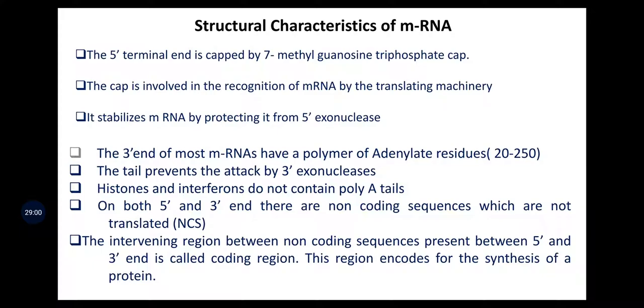At both the 5' and 3' ends, there are non-coding sequences which are not translated. The significance of these non-translated regions I'll talk about in the next slides. The intervening region between the non-coding sequences present at the 5' and 3' ends is called the coding region. This region encodes for the synthesis of protein.